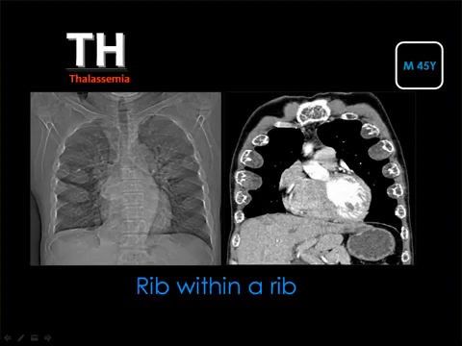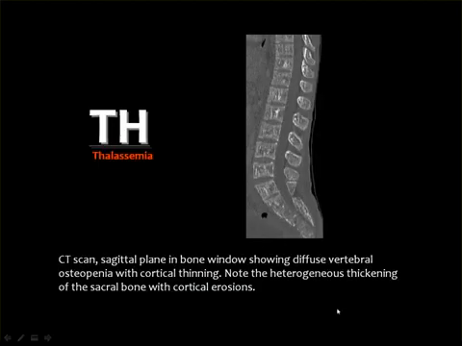And this is what we call the rib within a rib sign. If you look carefully here, you can see what looks like a rib inside another rib, and the cause of this, of course, is due to the bone marrow hyperplasia with expansion of the diploic spaces within the ribs.